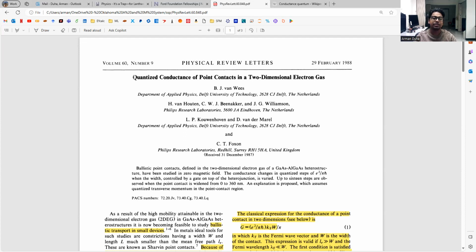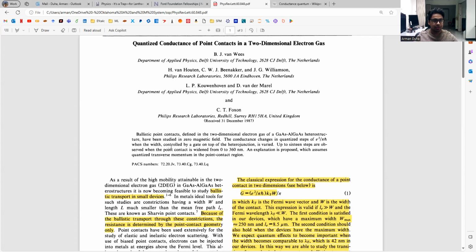And interestingly enough, I've actually chosen an experimental paper. This happens to be the first paper that experimentally showed the quantized conductance and experimentally measured the unit of the quantized conductance, or the conductance quantum, which we have also seen in this course as G naught equal to 2e square over h. So let me start by going through the abstract.